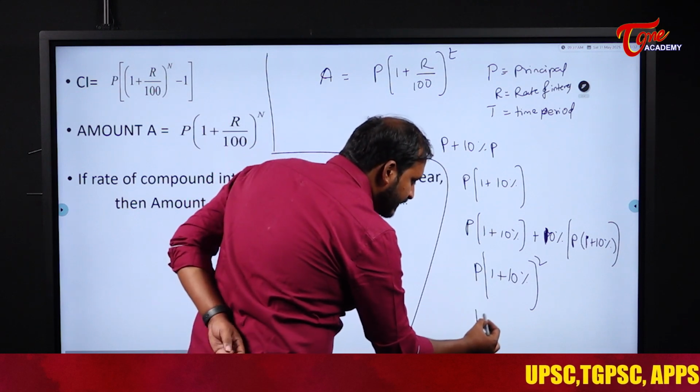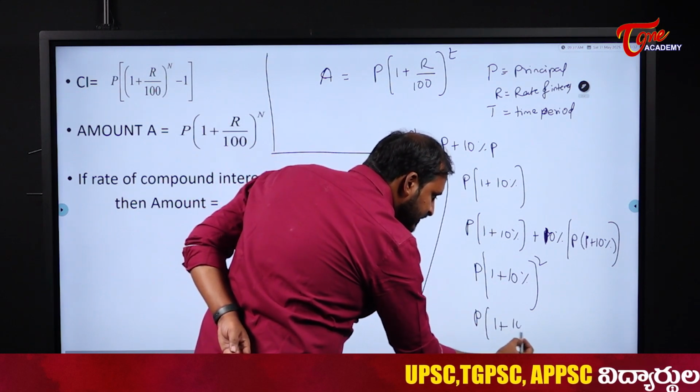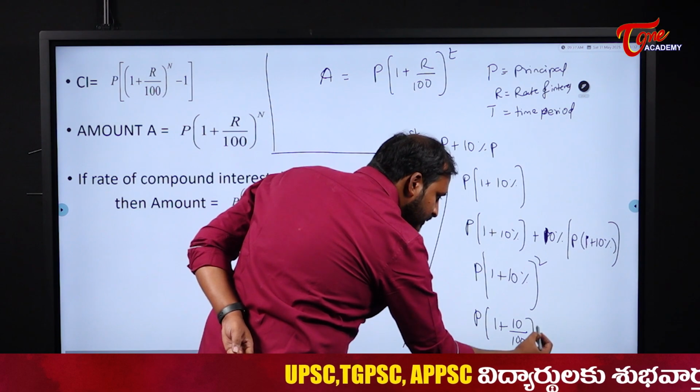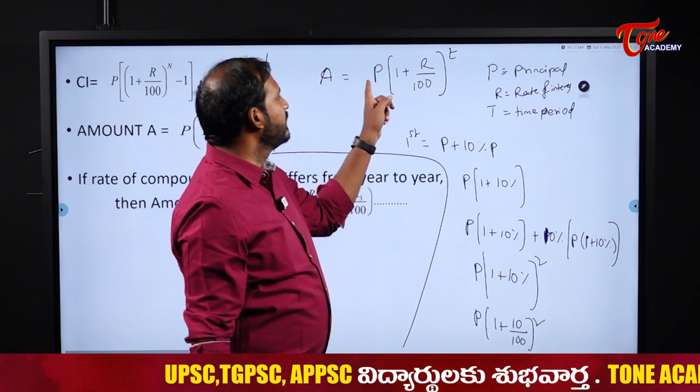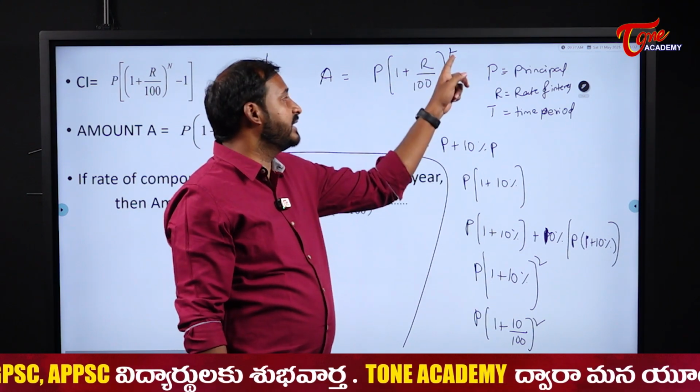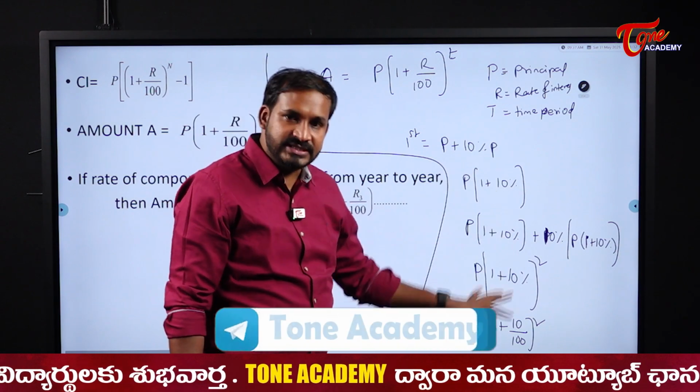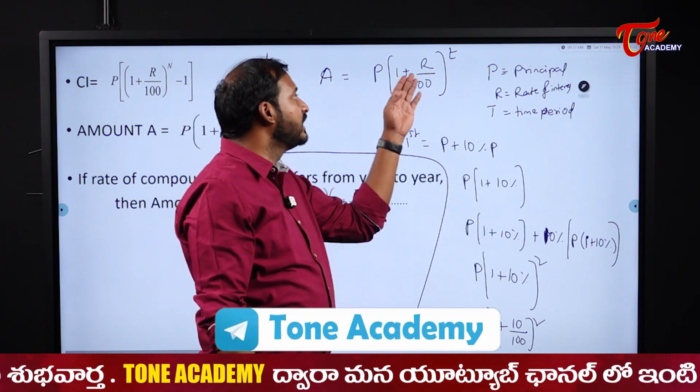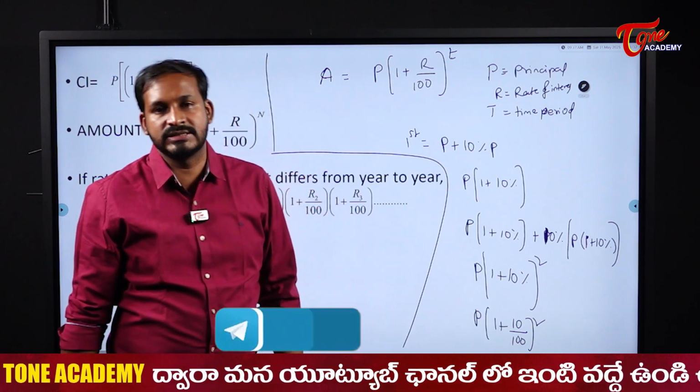This one, what I can write? P into 1 plus 10%, means 10 by 100, whole square. The same thing, see here: P into 1 plus R by 100 whole to the power of T. For 2 times incremented, it became 2. So, that means from this successive percentage increment only, the formula for the amount was derived.